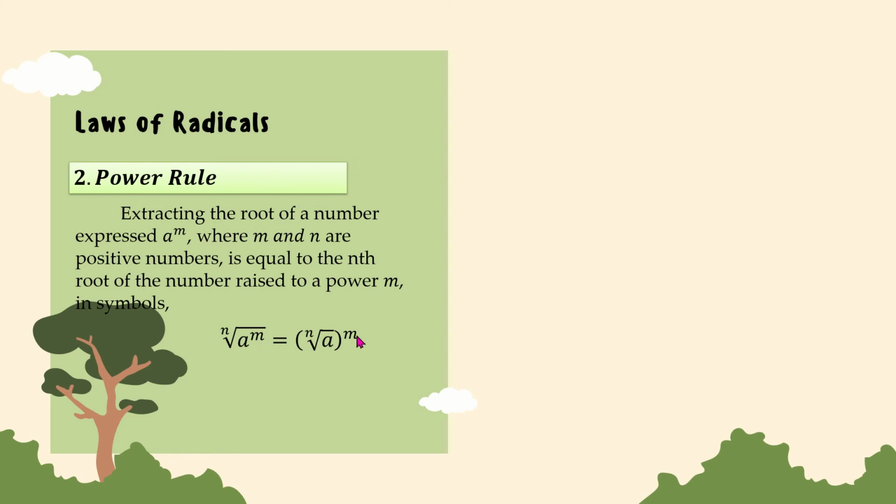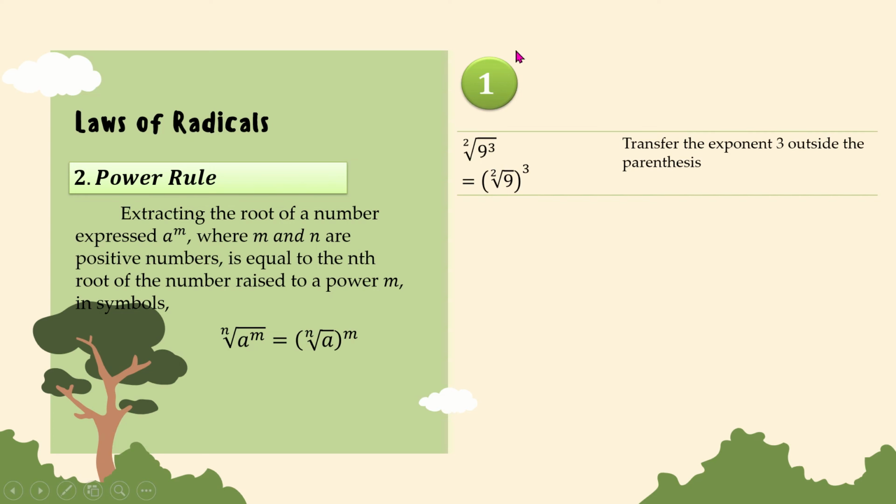So, let's try with examples given. Example number 1. The square root of 9 cubed. Transfer the exponent 3 outside the parentheses. So, it can be written as this one. So, let us compare it to the concept or the example. Indeed, the index is 2, the base is 9, then the enclosing parentheses, while the exponent m is written outside, in which our exponent is 3.